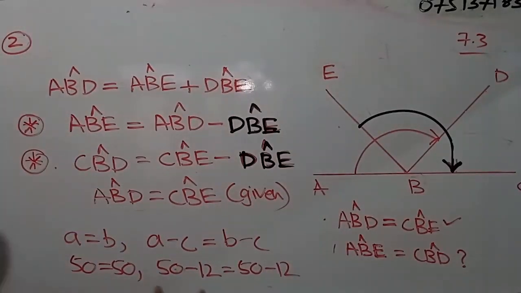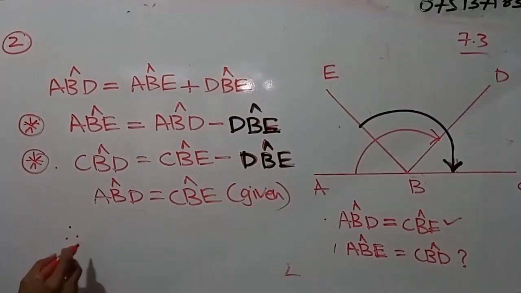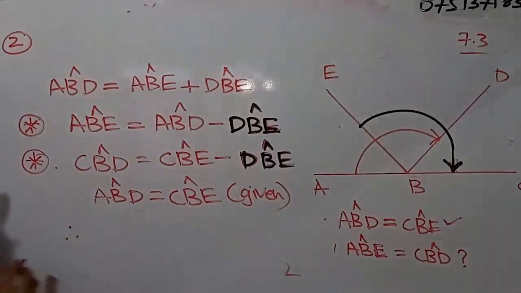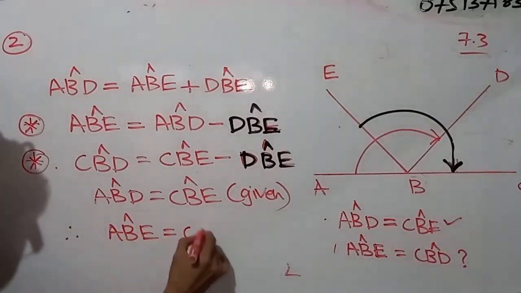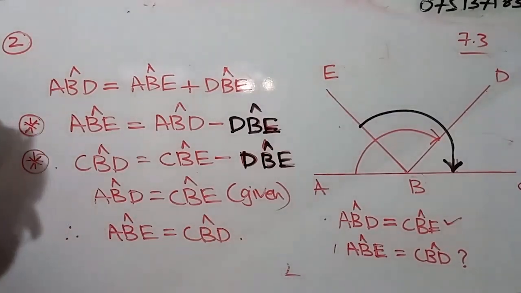Same answer. Here we get 38. Here we get 38 also. Right? Okay. It was the answer. Therefore, ABE angle is equal to CBD angle.